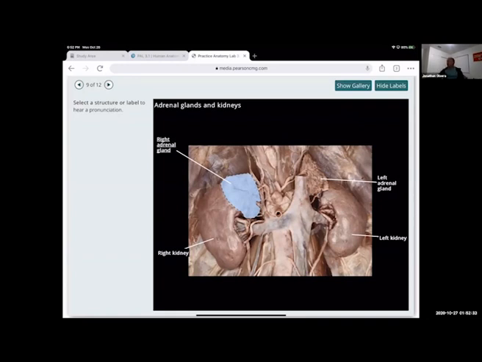When the adrenal gland is stimulated, what hormones does it produce? They come from the medulla of the adrenal gland. What 2 hormones come from the adrenal gland? Epinephrine and norepinephrine. Perfect. That's your sympathetic nervous system stimulating it to produce epinephrine and norepinephrine. It increases your heart rate, increases your breathing. It produces your fight or flight response. Good.